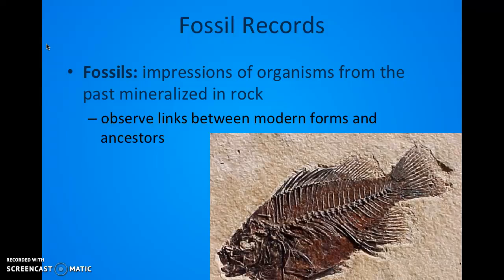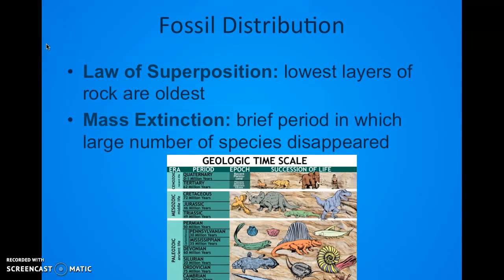So in this picture here, we have an ancestral fish. They could use this to compare it to a modern day fish. How fossils are distributed in rock is called the law of superposition. This is basically stating that the lower layers of rock are the oldest rock forms, and the rocks towards the surface of Earth are the newest rocks.